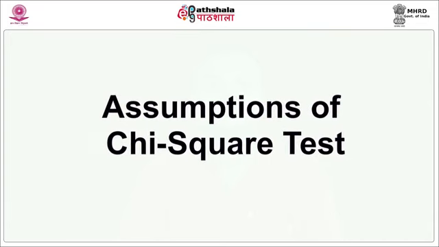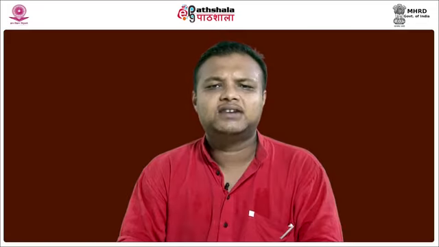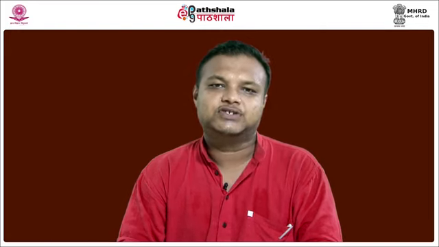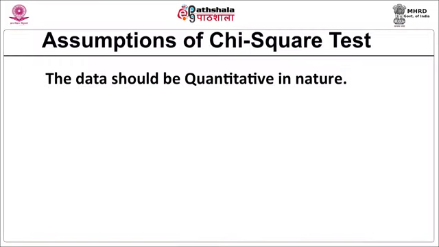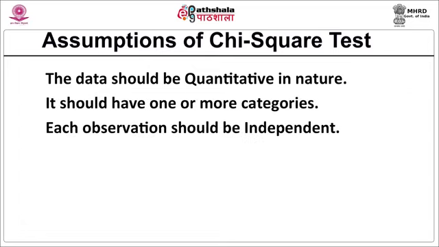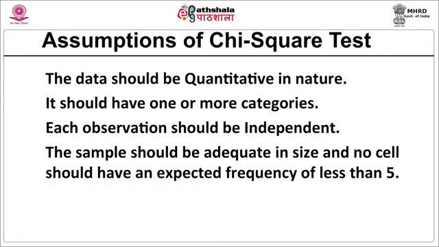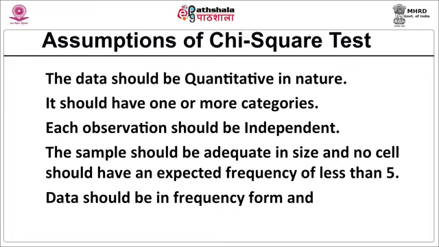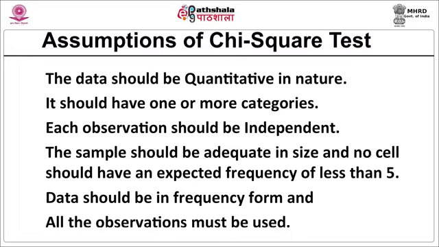Assumptions of chi-square test. There are some basic assumptions for chi-square test as well. The data should be quantitative in nature. It should have one or more categories. Each observation should be independent. The sample size should be adequate, and no cell should be having an expected frequency of less than 5. Data should be in frequency form, and all the observations must be used.